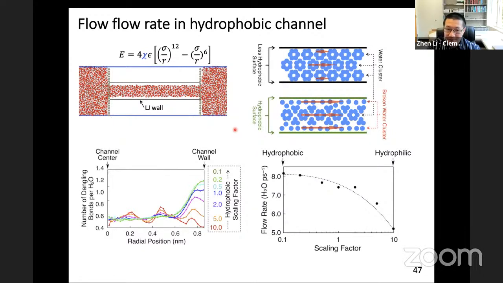I see. And then, by the way, may I ask what potential you use for this simulation for water molecules? If I remember correctly, it's a TIP. TIP3, right? Yeah, TIP3. We use the same, but maybe I should confirm with my previous simulation. Okay, but thank you very much for the further information.